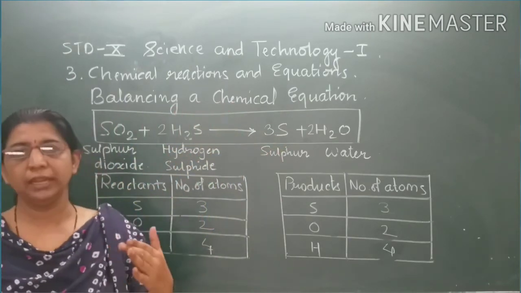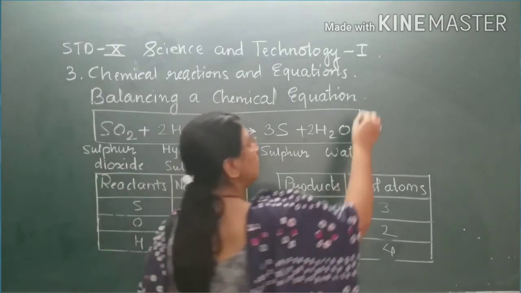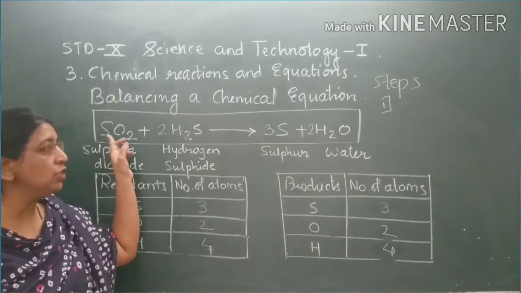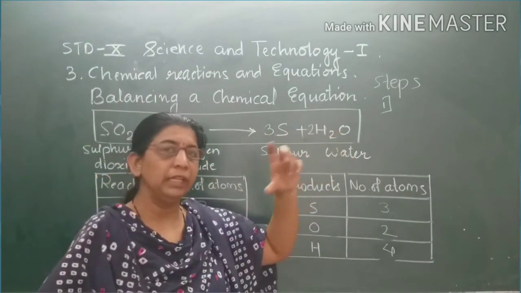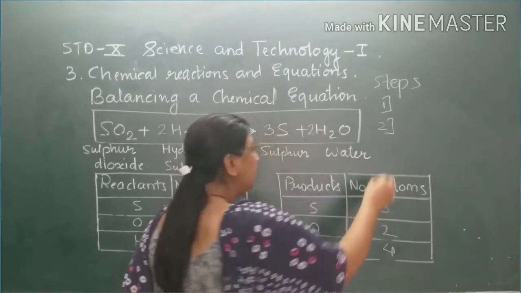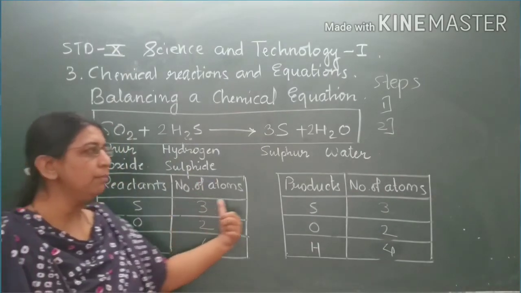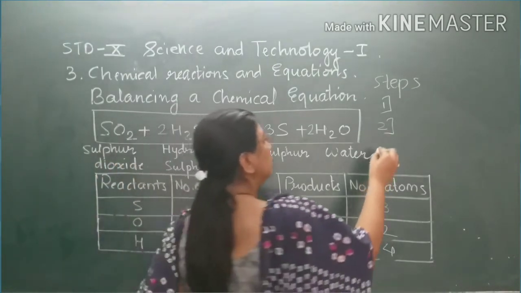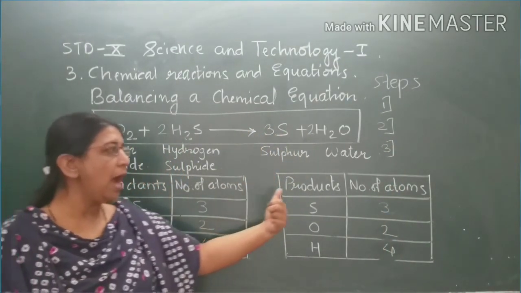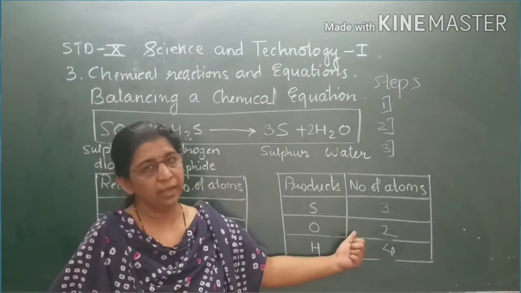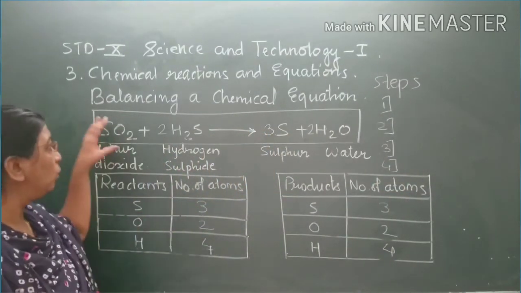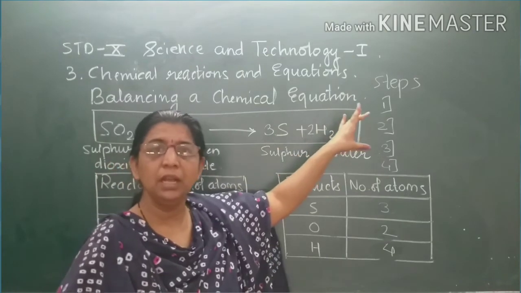Let me revise the steps once again. There are a total of 4 steps in balancing a chemical equation. Step 1. First, write the equation in equation form. When it is given in word form, convert it into equation form. Step 2. Write down the number of atoms of the reactants and the number of atoms of the products. Third step, balance the number of atoms in the reactants and in the products by trial and error method. After balancing, the last and final step is to write down the completely balanced chemical equation.